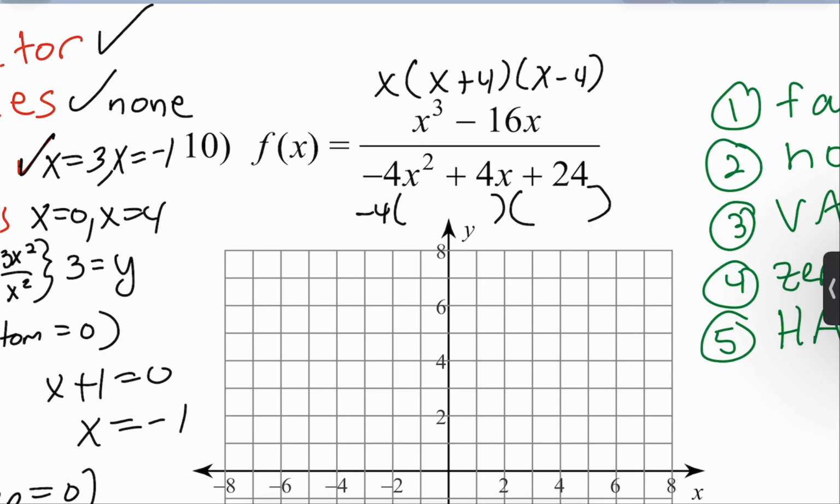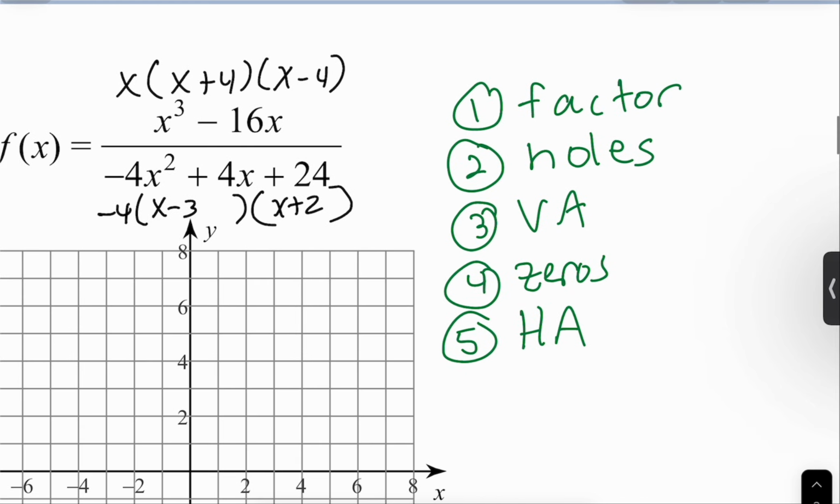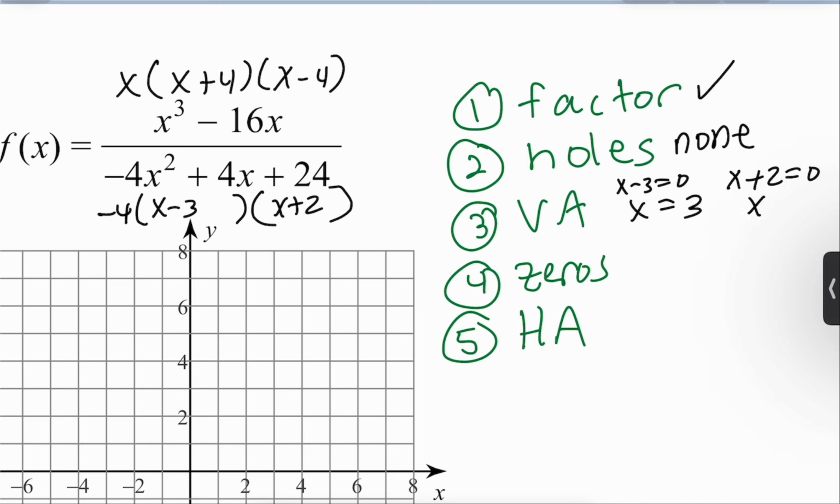So x squared minus x minus 6 would be x minus 3 and x plus 2. Now, we did get it in factored form. It just so happens that no factors on top and bottom match, so there are none. There is a vertical asymptote where x minus 3 equals 0 and where x, sorry, I got ahead of myself there, where x plus 2 equals 0, so at positive 3 and negative 2.